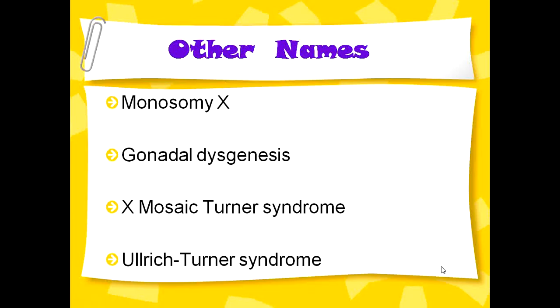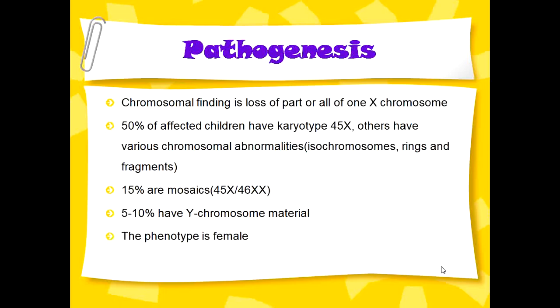Other names are monosomy X, gonadal dysgenesis, X mosaic Turner, and Ullrich-Turner. Chromosomal finding is loss of part or all of one X chromosome. 50% of affected children have karyotype 45,X. Others have various chromosomal abnormalities. 15% are mosaic, so they present both types of population, normal and one less chromosome. 5 to 10% have Y chromosome material. The phenotype is female.